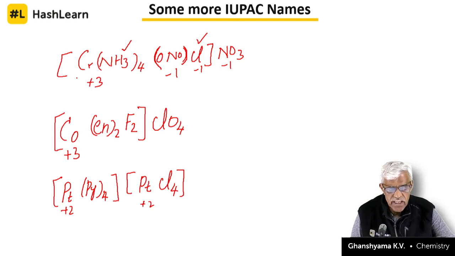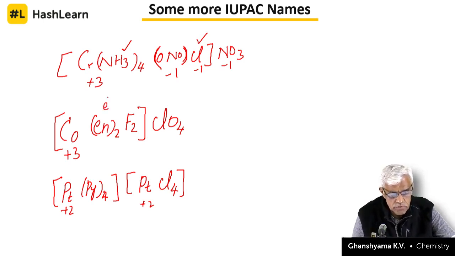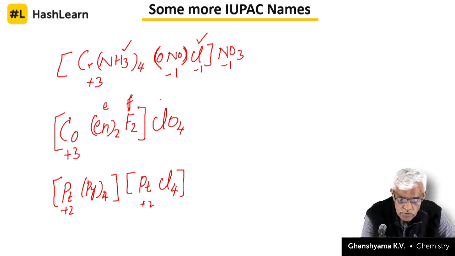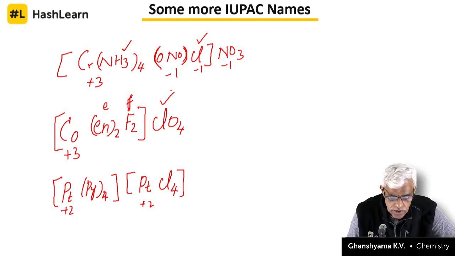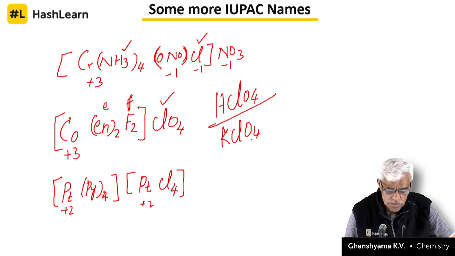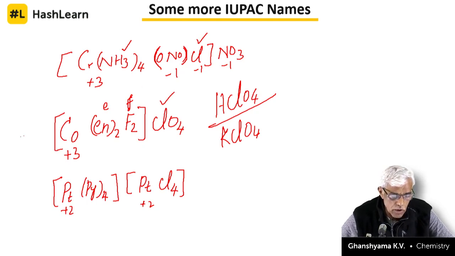Okay. The next one, Co(en)2F2 ClO4. This is ethylene diamine or ethane 1,2-diamine, en, and this is fluorido, it is F. So en should come first, and you should know the name of the ClO4 counter ion. See, HClO4 is perchloric acid, KClO4 is potassium perchlorate. Therefore this ion is perchlorate.